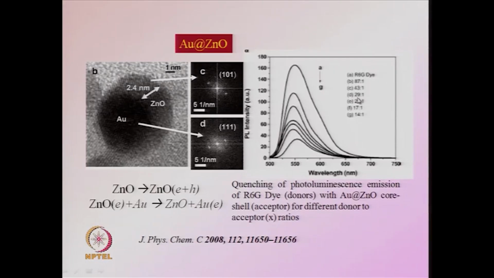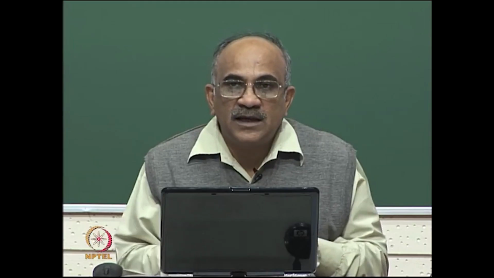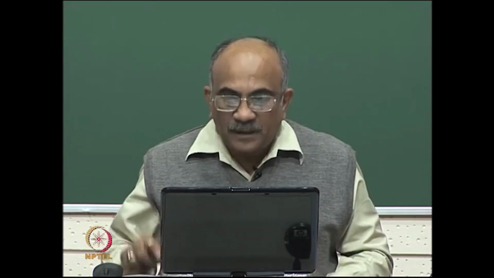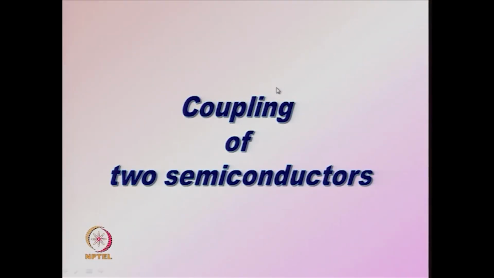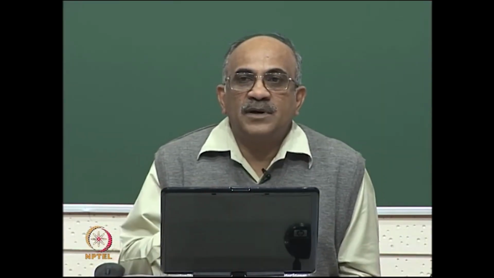So, the concentration of the dye is decreasing with respect to the core shell particle, and then you see a decrease in the photoluminescence intensity. So, this shows how, when you have a plasmon, that is a metal particle giving a plasmonic band, and zinc oxide, a semiconductor which has an excitonic band, when the two come together, what kind of photoluminescence changes can occur.